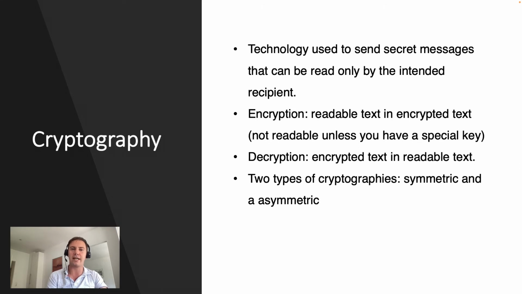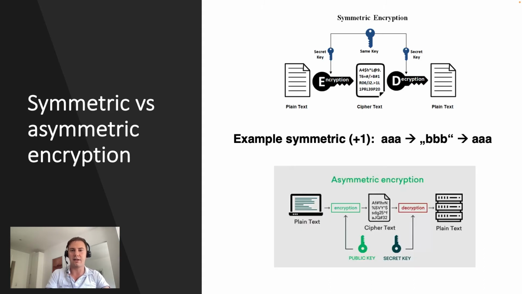Let's start with encryption and decryption. Encryption is the process of turning readable text into ciphertext, unreadable text, so that it cannot be read by anyone who doesn't have a special key, who knows the code. Decryption is the process of turning the encrypted text back into readable text. There are two types of cryptography, symmetric and asymmetric. The best known is symmetric.